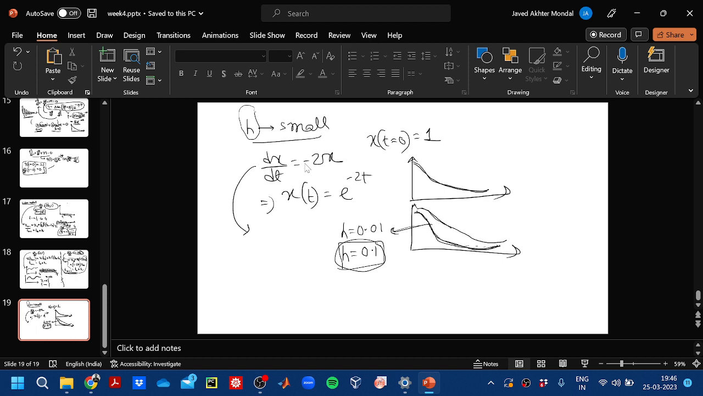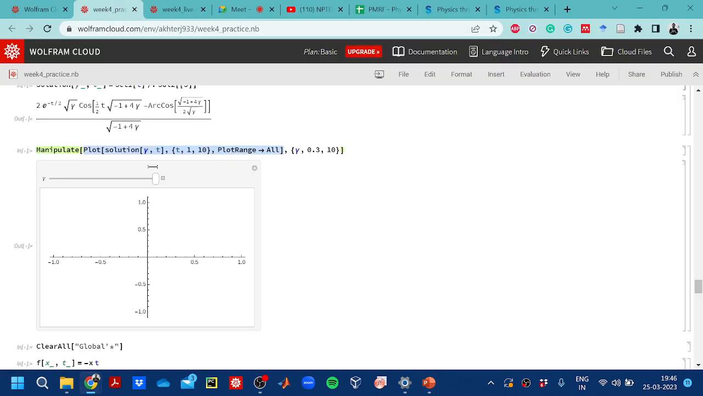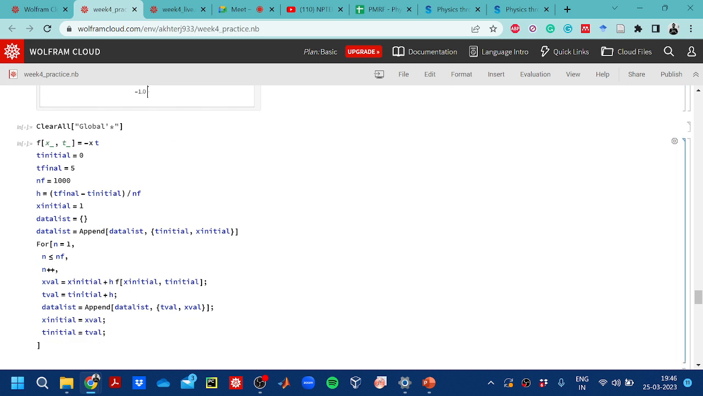But if we take the h value not very small, then there may be some problem of convergence. Like, the graph that you are getting may not converge with the original graph. So that is why there needs to be an optimum value of h we need to take. Let us now look at the equation and see how to solve this with the help of the Euler method.